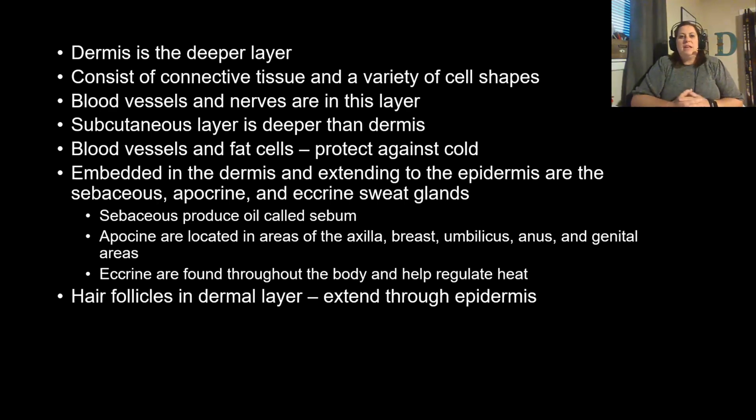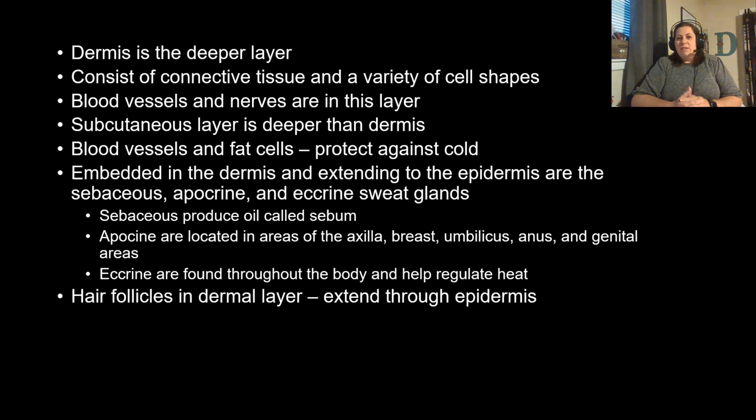Now with the dermis being that deeper layer, it does consist of lots of types of connective tissue, and there are a variety of different cell shapes as well as different types of connective tissue with their matrix. Blood vessels and nerves are found in this layer. The subcutaneous layer is deeper than the dermis, and it's mostly going to be composed of that adipose tissue or fat cells. And then there's also blood vessels.